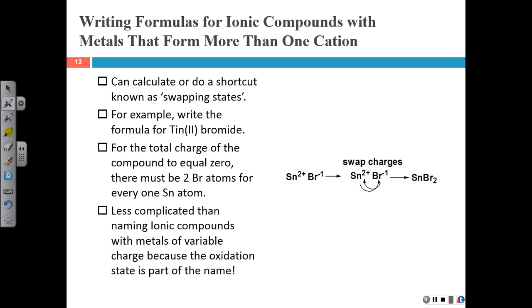Okay, so writing the formula, you're given the oxidation state in the name. So all you have to do, I always start when I write a formula, is go ahead and write both of my charges there and then just swap the numbers. And so this is less complicated because of that reason. You're given the oxidation state in the name.